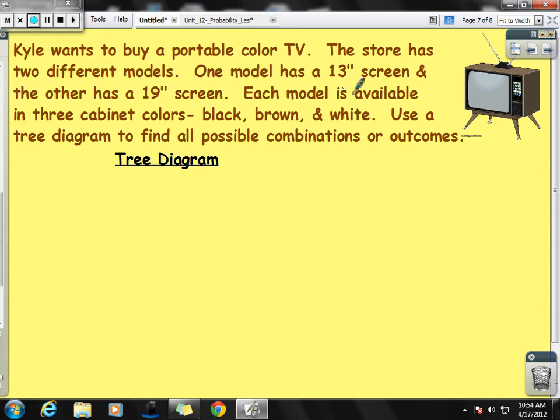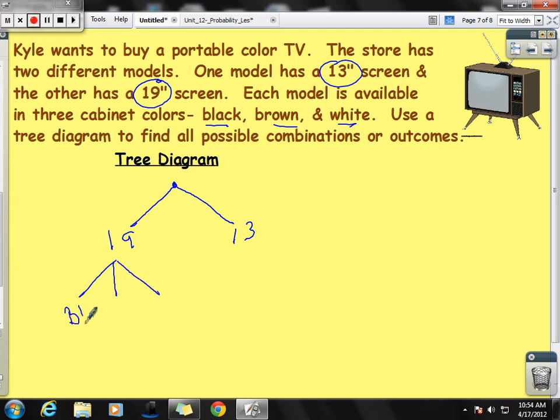So anyway, your choices are either a 13-inch screen TV or a 19-inch. So I have 2 choices there. If I were to make my tree diagram, I'm putting my first choice like this. I have 2 possibilities, either the 19 or the 13-inch screen TV. But each of these models, the 19 and the 13, come in black, brown, or white. So if I choose the 19-inch screen TV, it can be one of 3 colors: black, brown, or white.